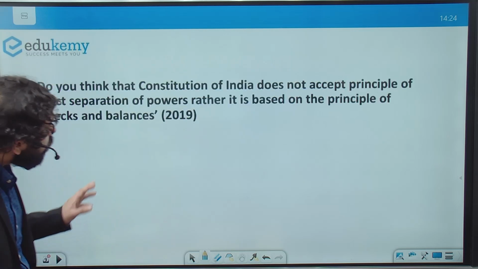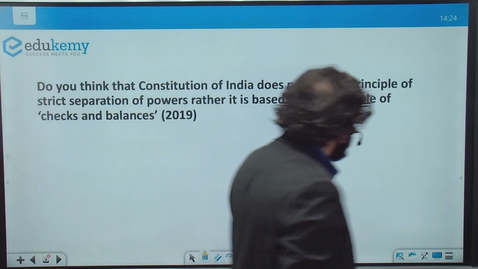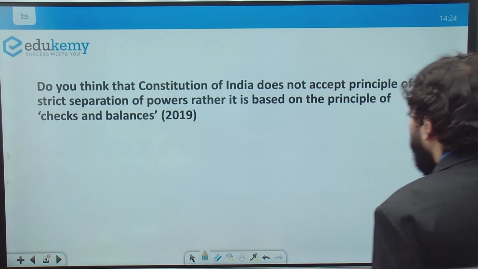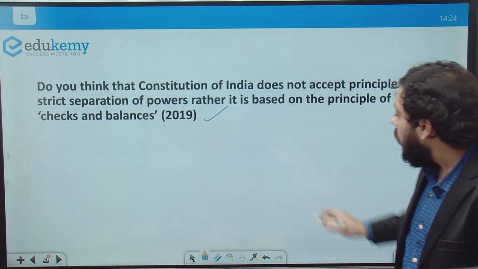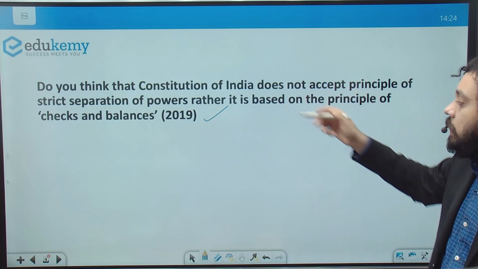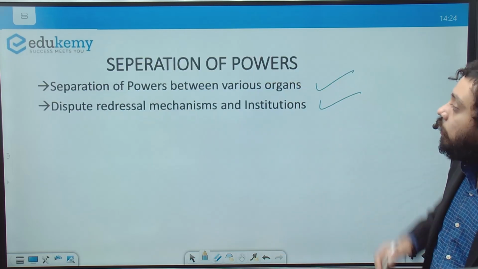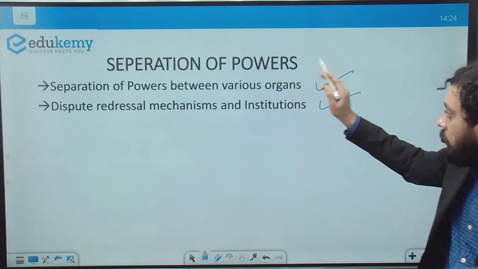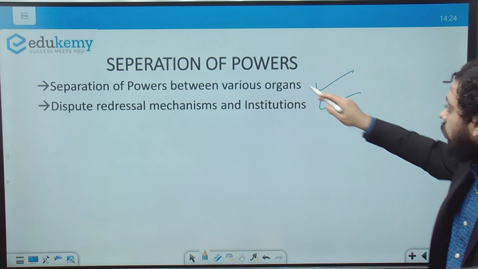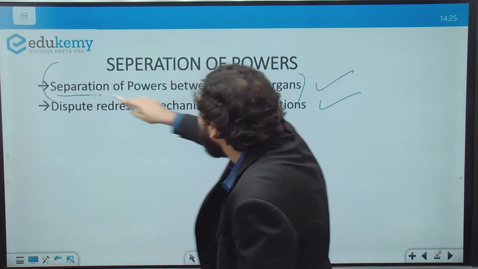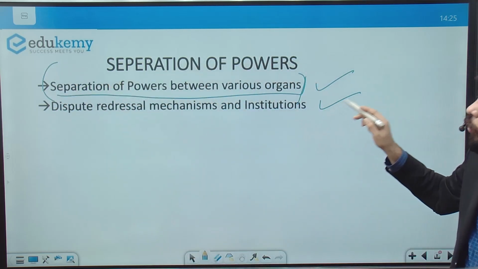So let's take a look at some questions. Okay, this is a question on the separation of powers. Do you think that the Constitution of India does not accept the principle of strict separation of powers? Rather, it is based on the principles of checks and balances, right? This is just a question that I gave you an idea about, and this is a question which appeared in 2019, directly prepared from this part of the syllabus, separation of powers between various organs. If you are referring to the PDF of the UPSC notification, you can look at it. We have taken exactly the terms which are used in the syllabus.